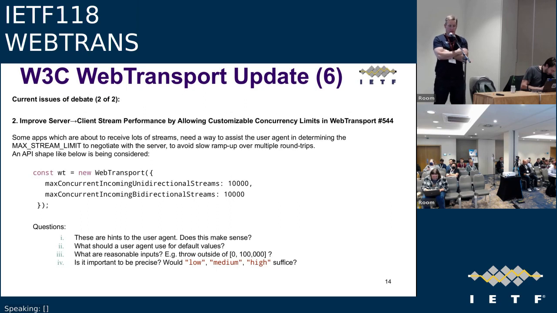We get a medal for a really long method name there, but it is what it is. So the idea is, should the application be able to hint to the user agent on the max number of concurrent streams that it would like? These are only hints; they don't have to do it. The questions are, what should the user agent use for default values? And secondly, should we clamp these? Is 0 to 100,000 a reasonable range, or is that crazy? And could we go with something imprecise, like a low, medium, high bucket approach? So any feedback on this question?